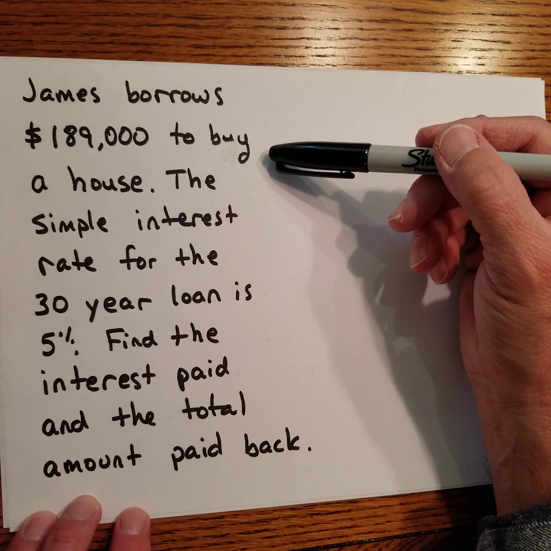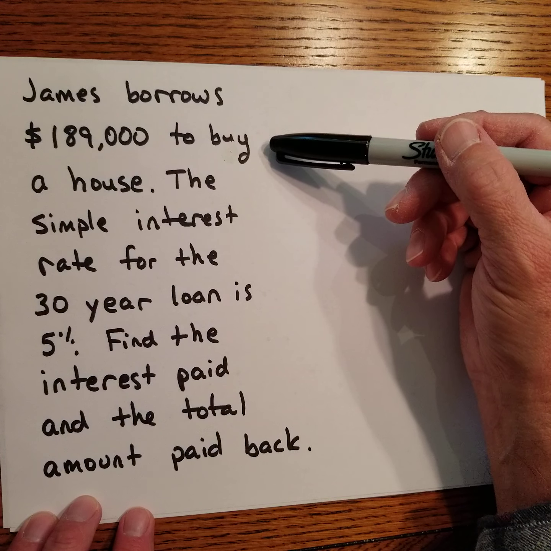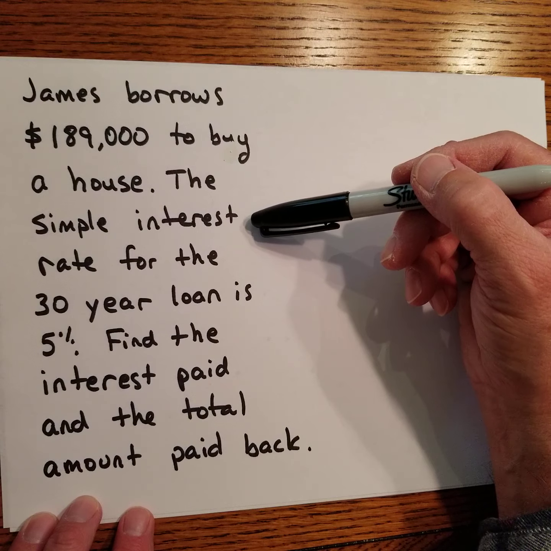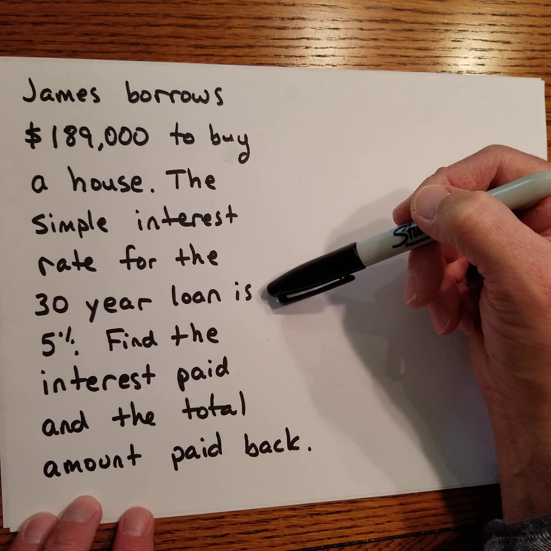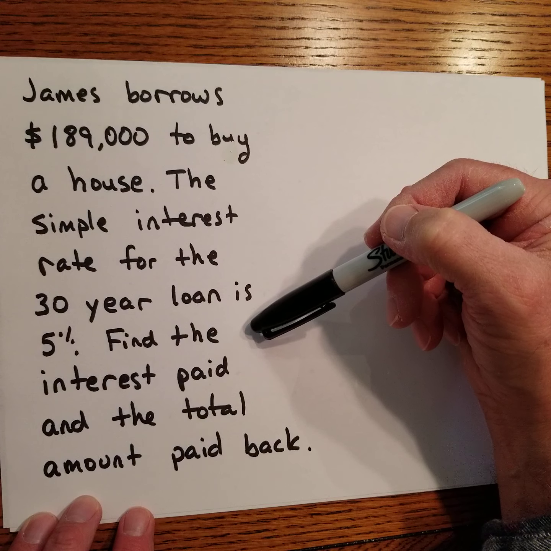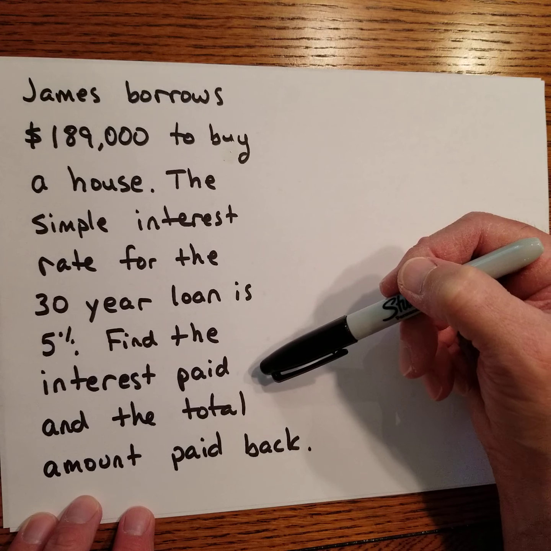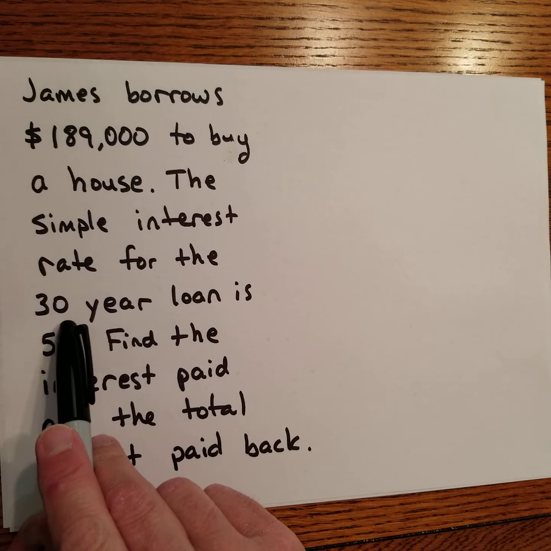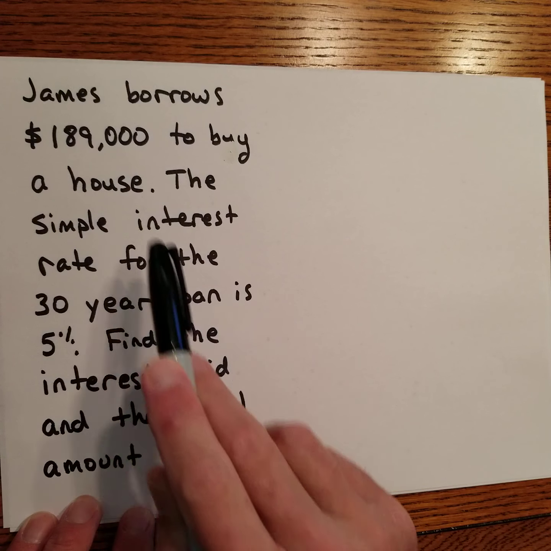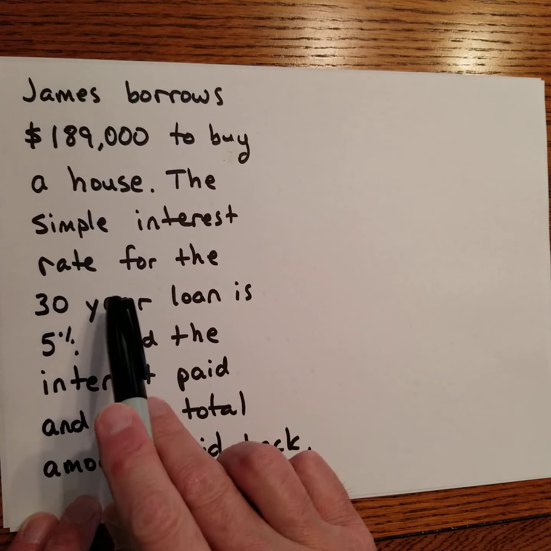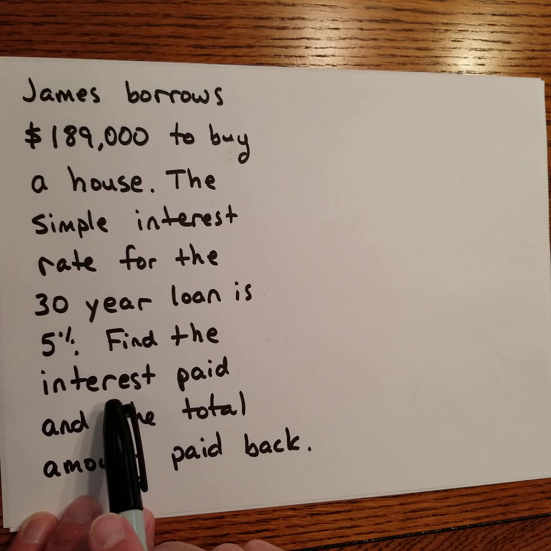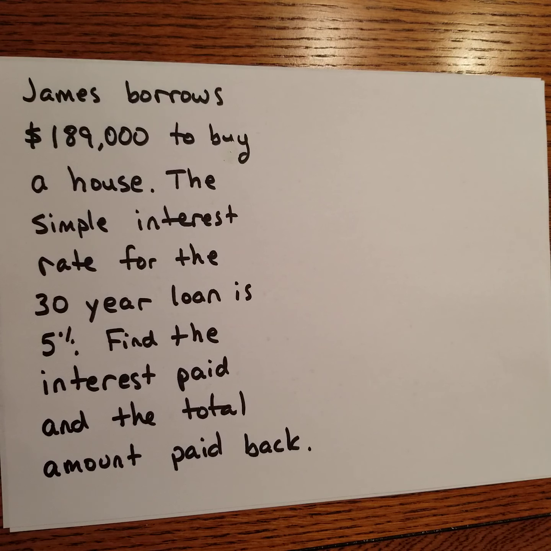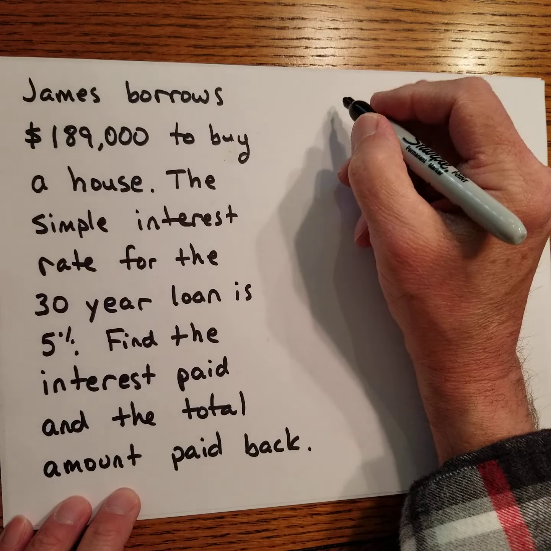James borrows $189,000 to buy a house. The simple interest rate for the 30-year loan is 5%. Find the interest paid and the total amount paid back. A 30-year loan. If someone lets you borrow all that money for 30 years, they're going to want a lot of interest paid back. Let's see if we can work this problem.